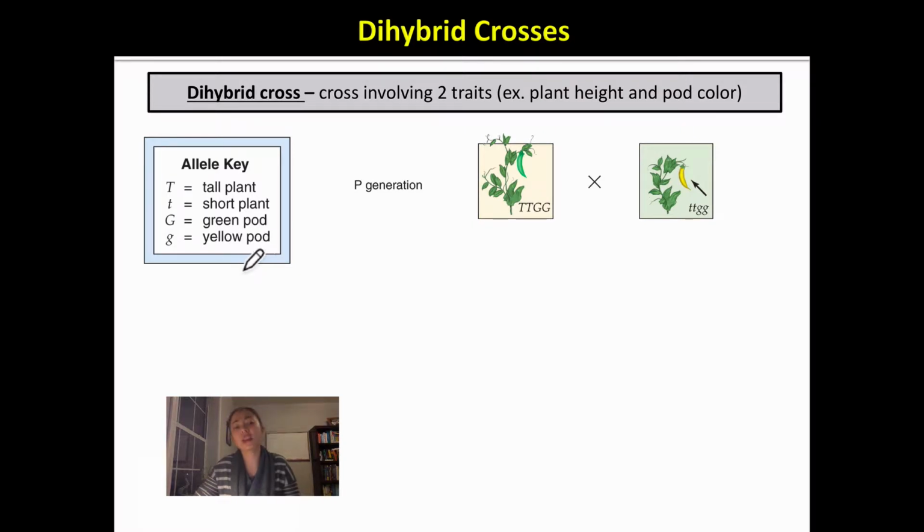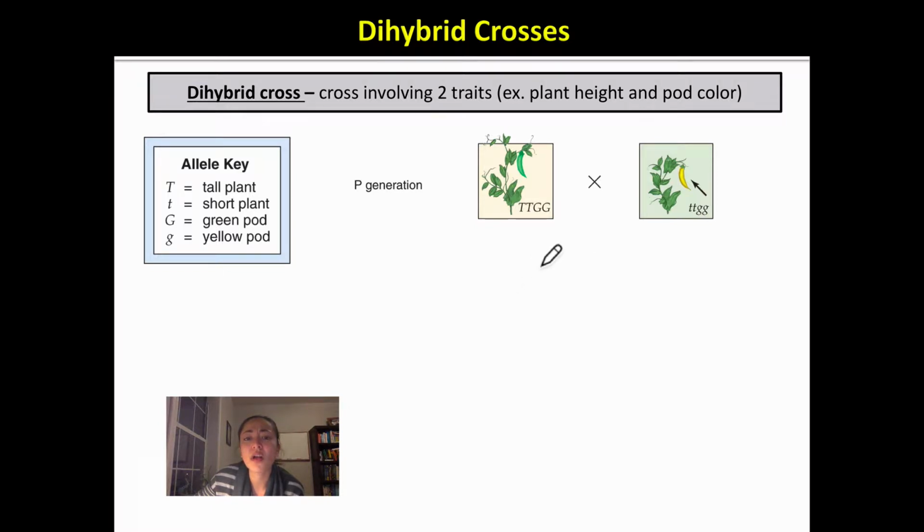But we also have a second trait here, and this is pod color. So we're using a separate type of letter. We're using G's to represent the color of plants. Green is dominant to yellow. So we have one parent here who is homozygous dominant for both traits. So this parent would be tall. They have 2 big G's, and big G means green. So this is a tall green plant. And it's being mated with, or crossed with, a plant that has 2 little t's, which means that they are short, and 2 little g's, which means that they are yellow.